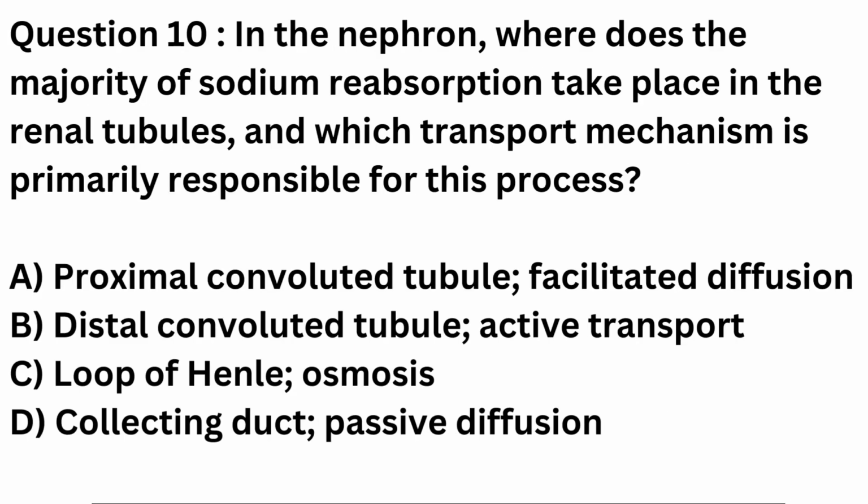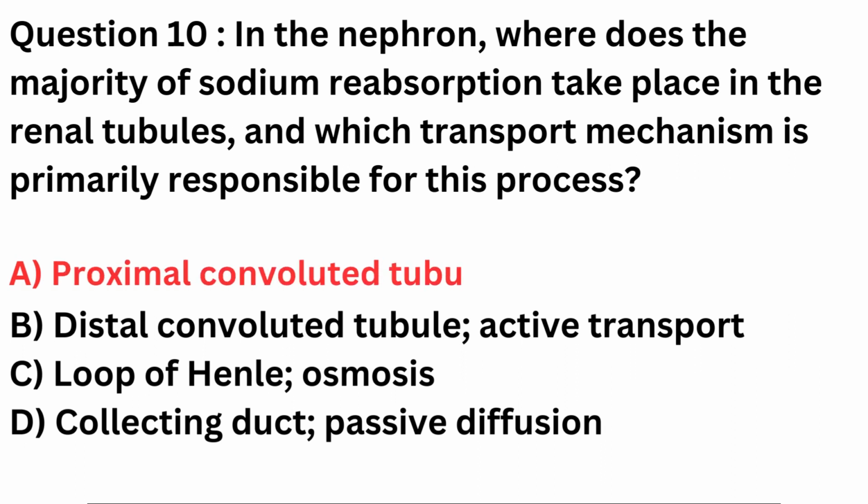Question 10. In the nephron, where does the majority of sodium reabsorption take place in the renal tubules, and which transport mechanism is primarily responsible for this process? A. Proximal convoluted tubule, facilitated diffusion. B. Distal convoluted tubule, active transport. C. Loop of Henle, osmosis. D. Collecting duct, passive diffusion. Correct answer is A. Proximal convoluted tubule, facilitated diffusion.